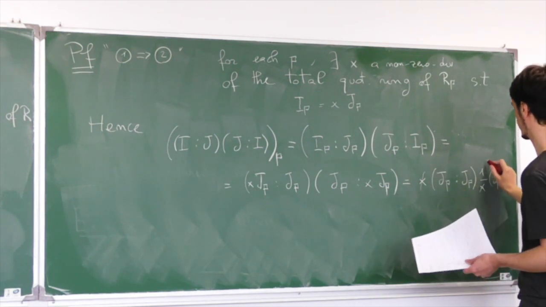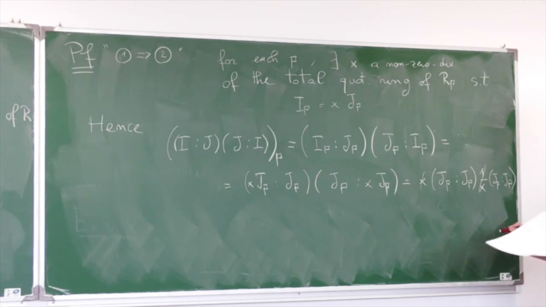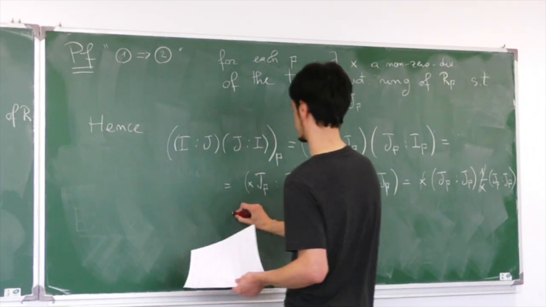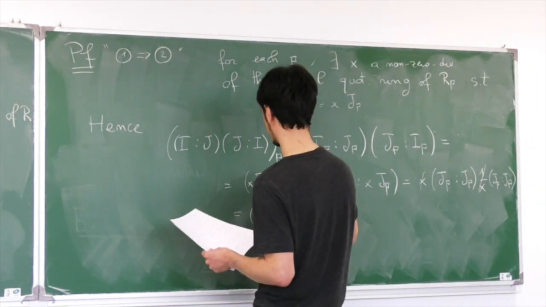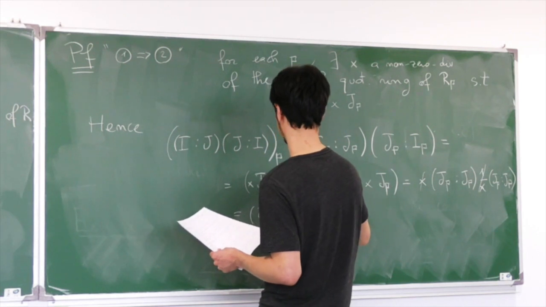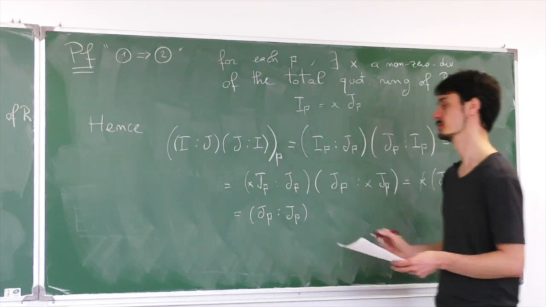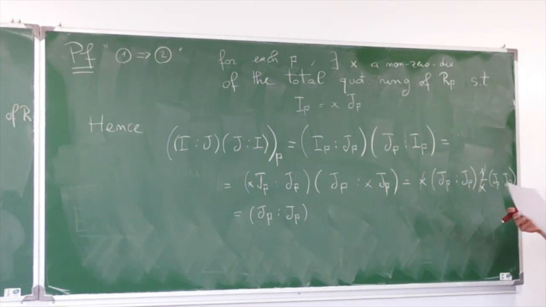And now we can simplify. So this makes sense because x is a non-zero divisor, remember. And so we get JP times JP. JP is an order, so this is just the colon ideal, the multiplicator ring of JP. So when you take an order, you multiply it with itself, you get the order itself.